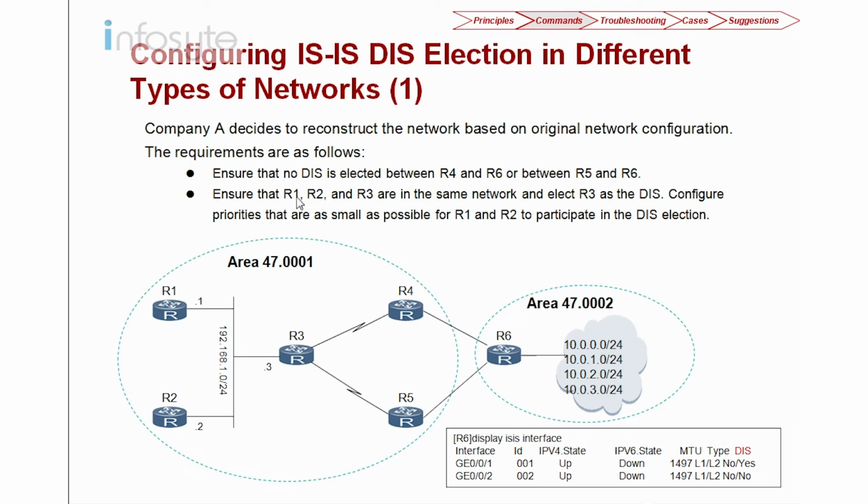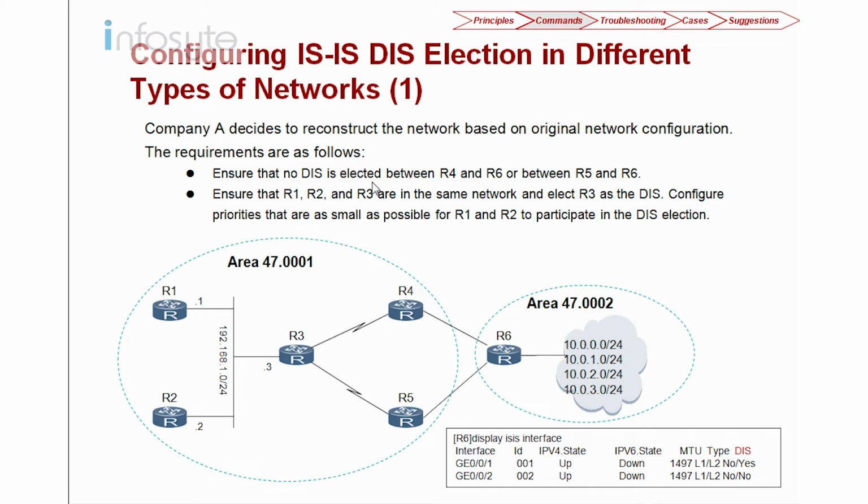Second, ensure that R1, R2, and R3 are in the same network and elect R3 as the DRS. Here we do have a DRS, but I need R3 as the DRS. Configure the priority as small as possible for R1 and R2 so they do not participate in the DRS election. Now, the first possible solution is that no DRS is elected.